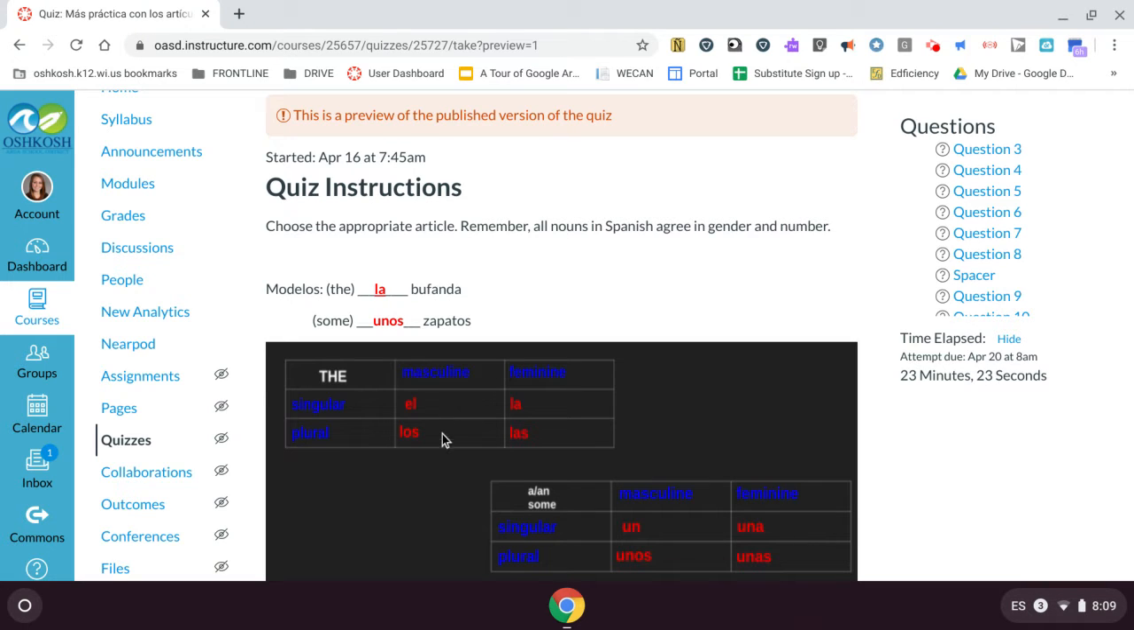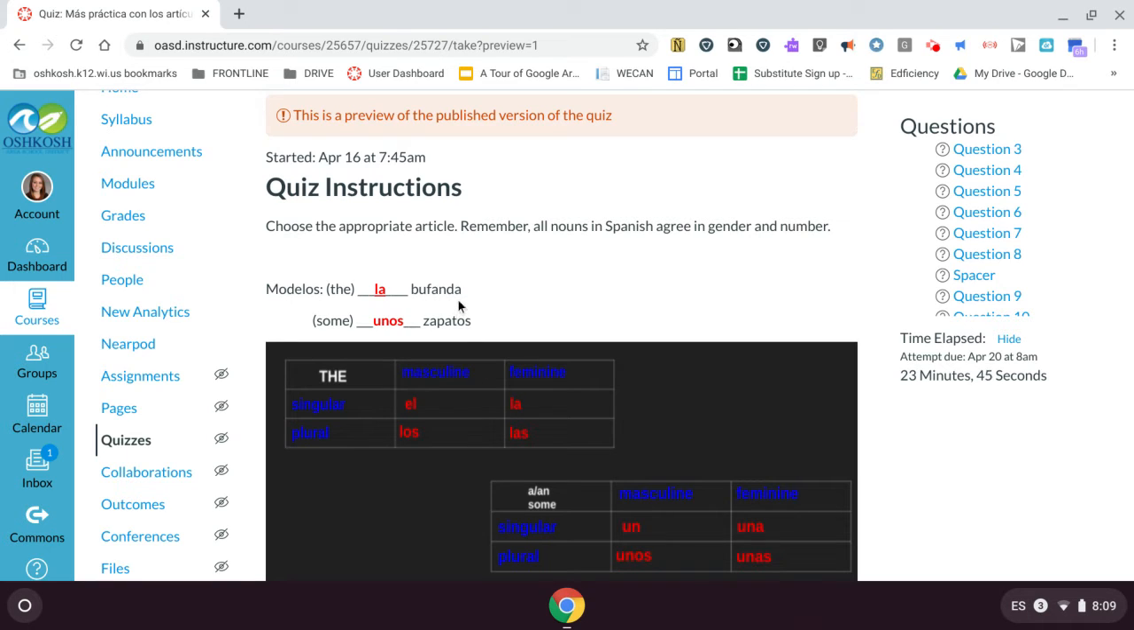But now there's 4 ways to say the. How do we know which one is going to go with bufanda? Well, the first thing you need to figure out is, is this word singular or plural? A word is plural if it ends in an S. So does bufanda end in an S? No. So that means it would be singular. So now we know that it's either going to be el or la.